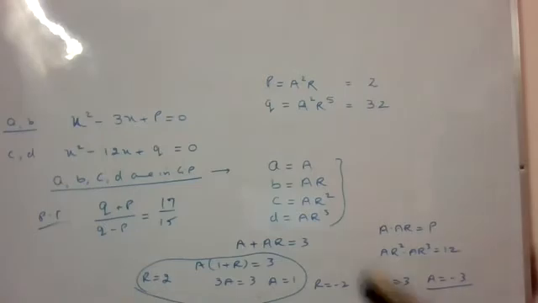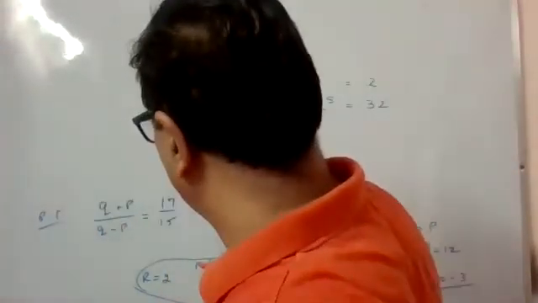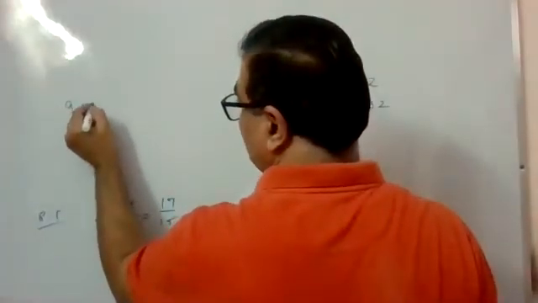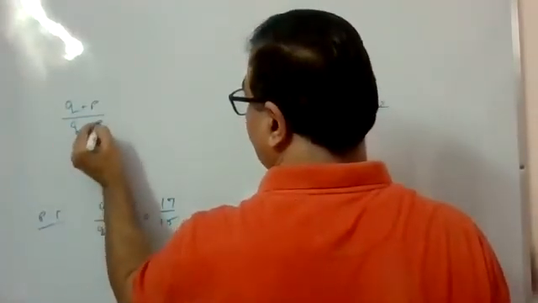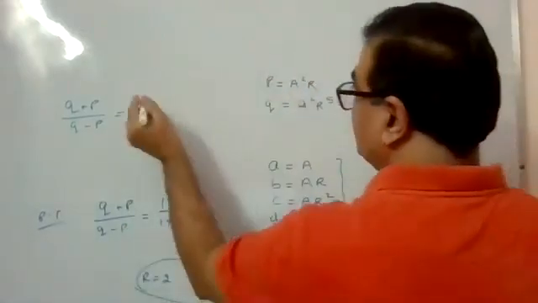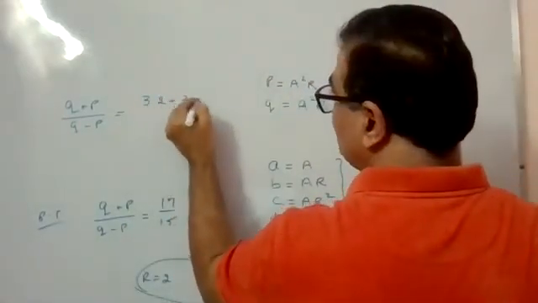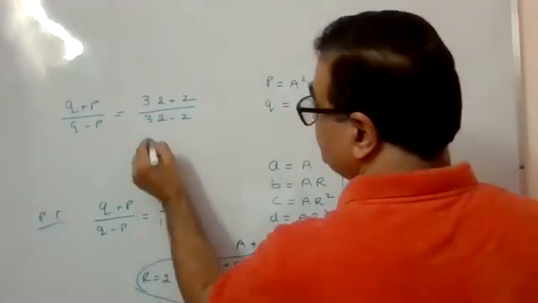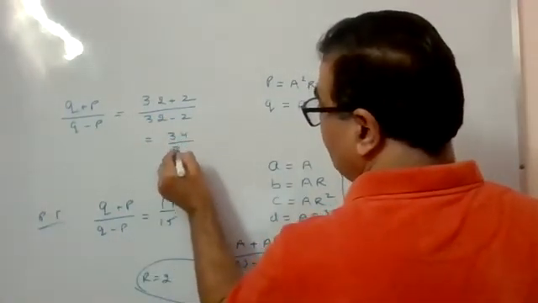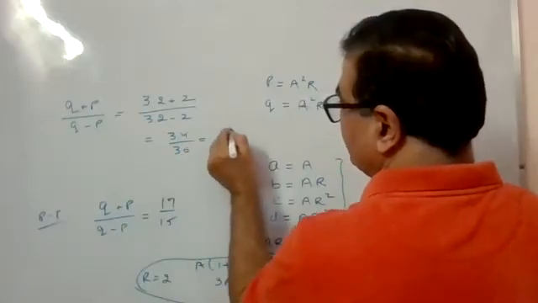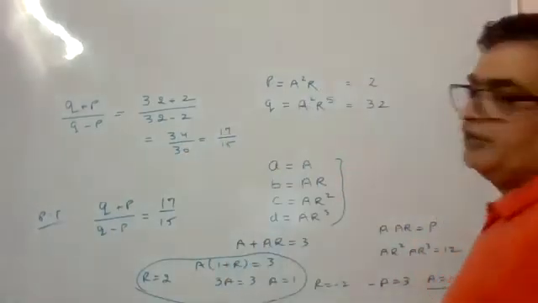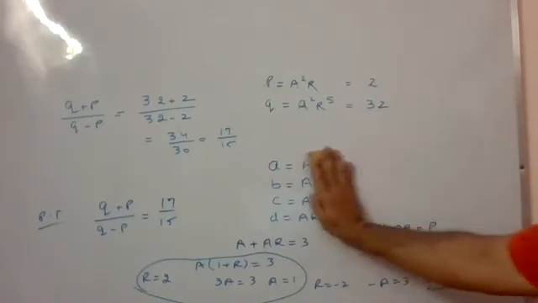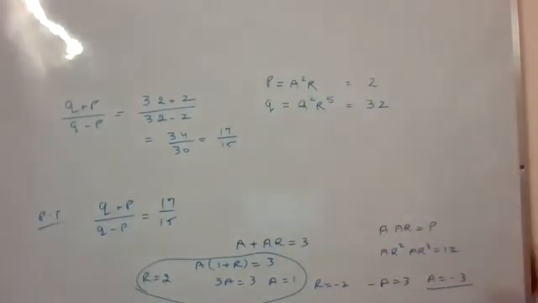So now they are asking which result? P plus Q, Q plus P by Q minus P. So just do it now. Q plus P by Q minus P equal to 32 plus 2 by 32 minus 2. This will be 34 by 30. How much? 17 by 15. So those case. Yes, second case also we tried.